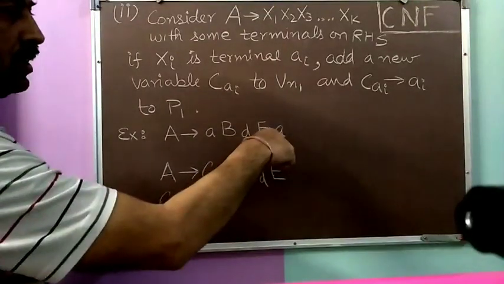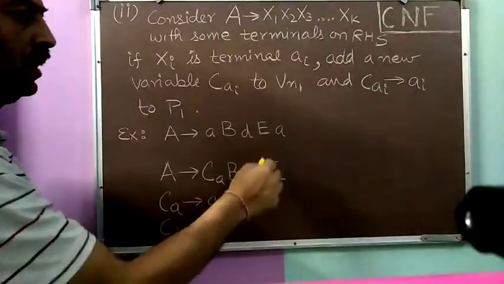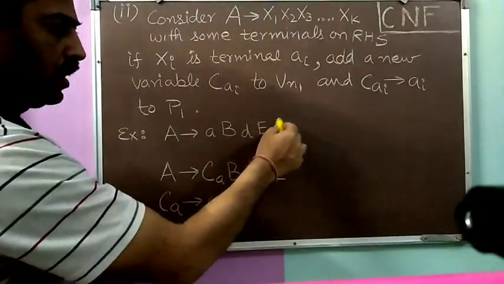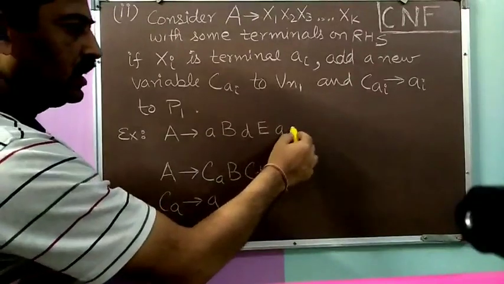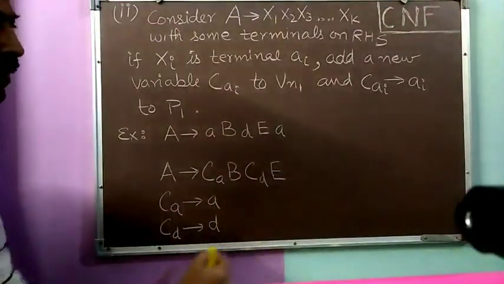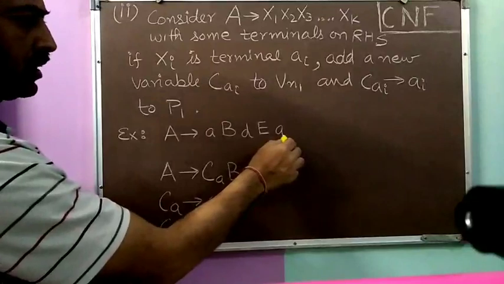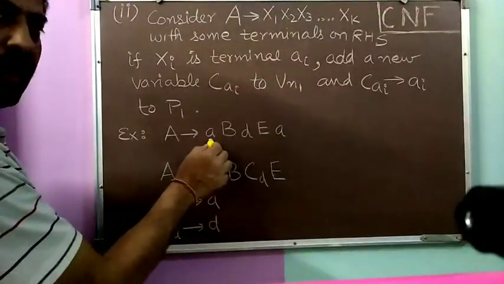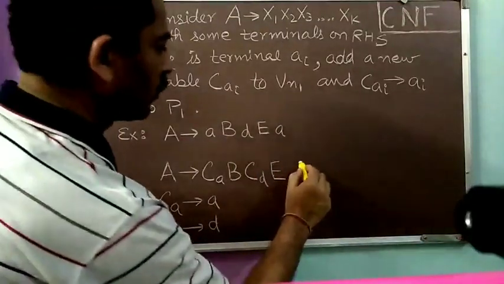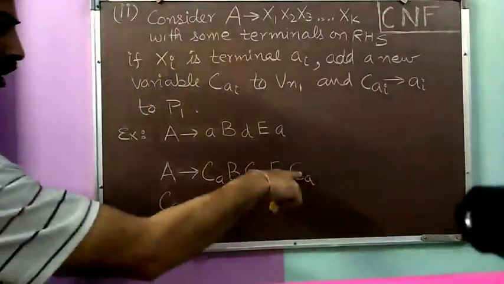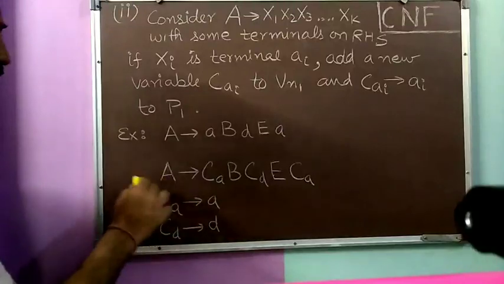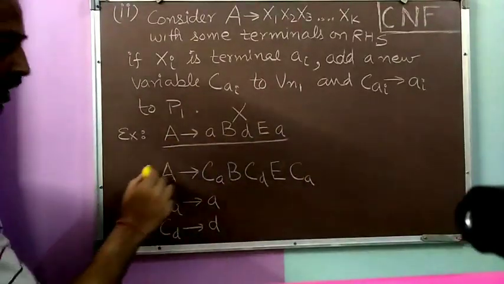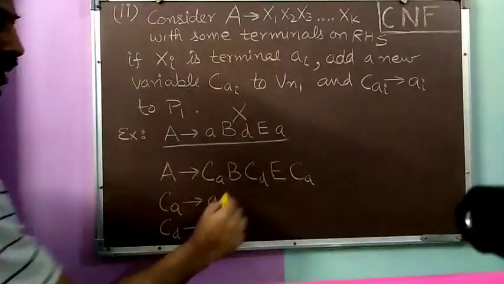Suppose this was a separate terminal, like c. Then we would have introduced a variable Cc, and Cc would derive small c. But because it is the same terminal for which we have already introduced a variable, we will use this. So we will write Ca, and Ca will ultimately derive a. In this manner, this production is removed and these three productions are added to P1.